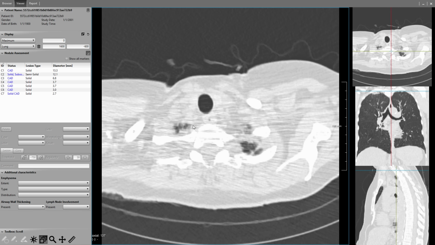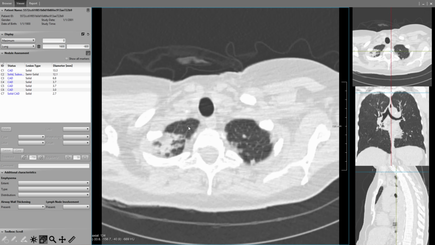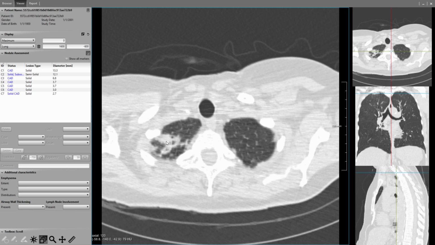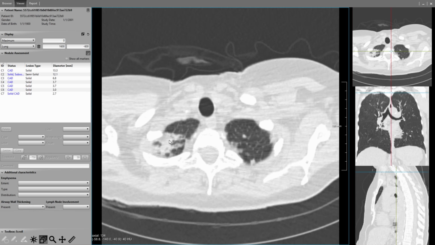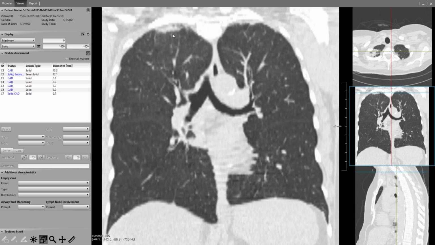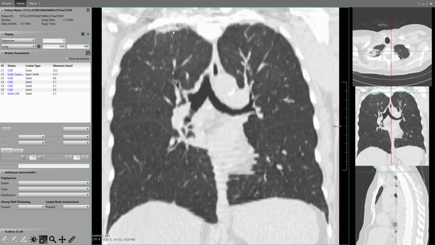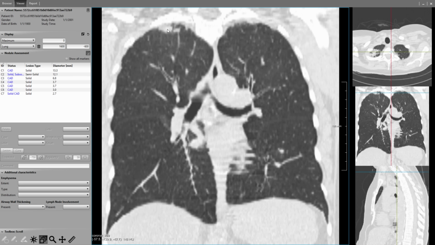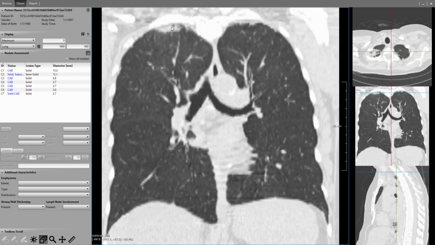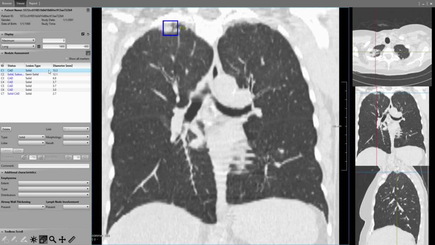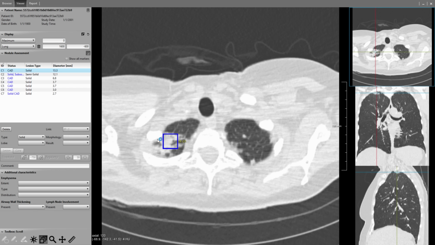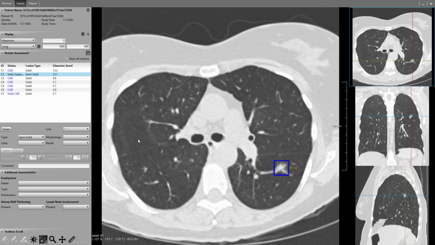Let's load another scan. This is another cancer case, and you immediately see some scar tissue in the right upper lobe. As you can see in the coronal view, it's very flat. This is unlikely to be cancer. A lot of smokers have these types of fibrotic lesions in the upper lobe, and that's also the CAT mark that the computer found, but I think this is not very suspicious.